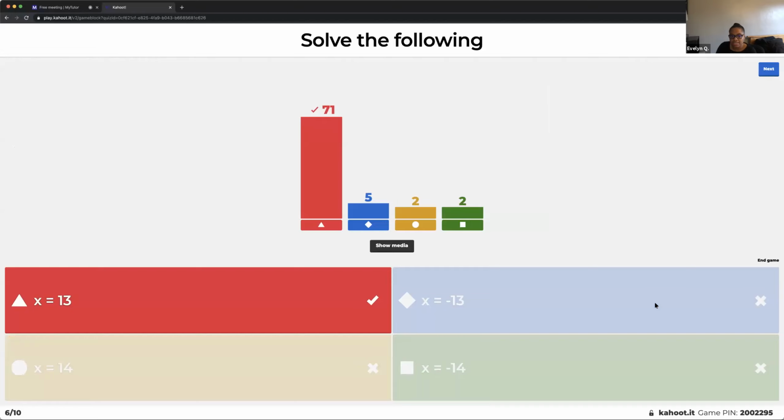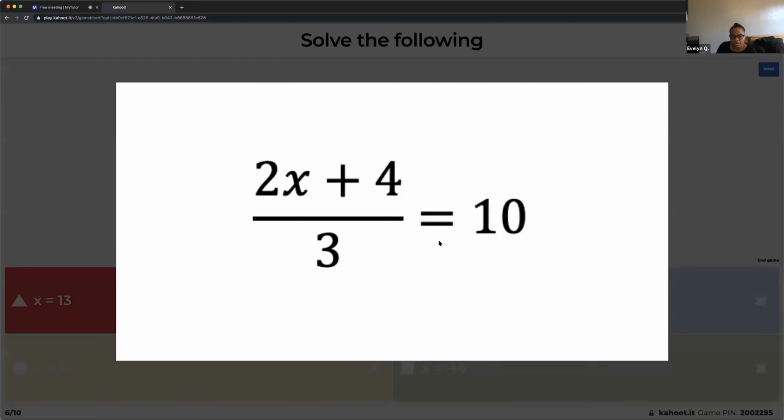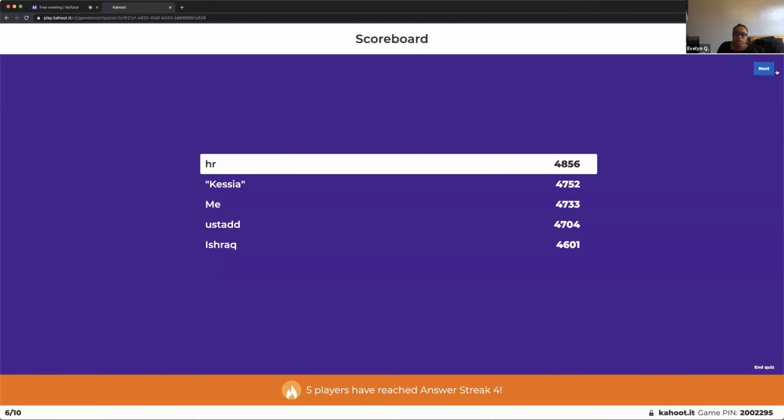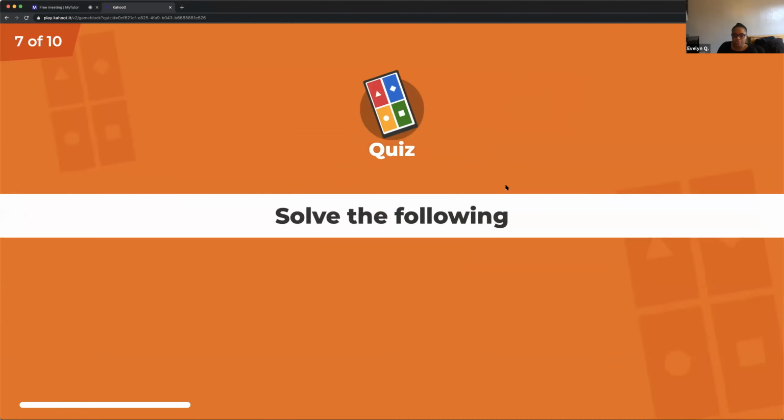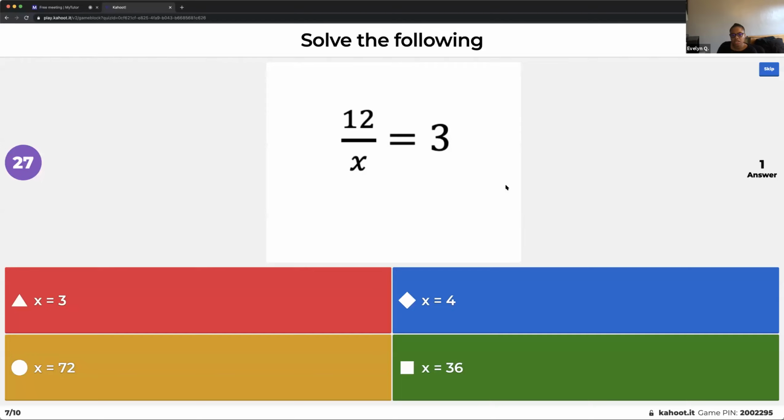Brilliant. X is 13. So if I get that question back up quickly, remember we've got a fraction on the left hand side. So to get rid of that 3, to get rid of my fraction, I need to multiply by 3 on both sides. So 10 times 3 is 30, and then we solve. Take away 4, you get 26, and then divide by 2, you get 13. So brilliant. Well done, everyone, and well done for the top 5 for that one. Right, have a go at solving this one. So be careful with this one.